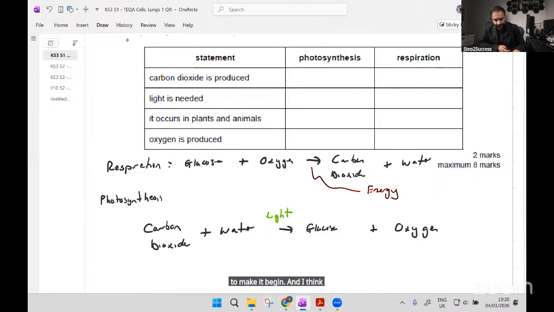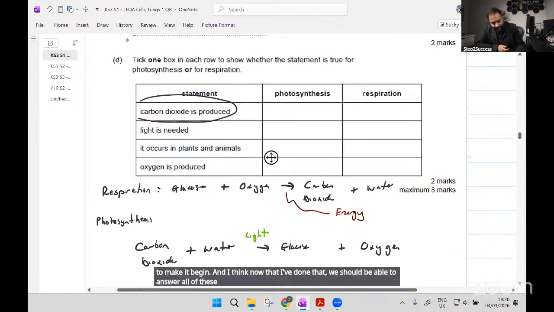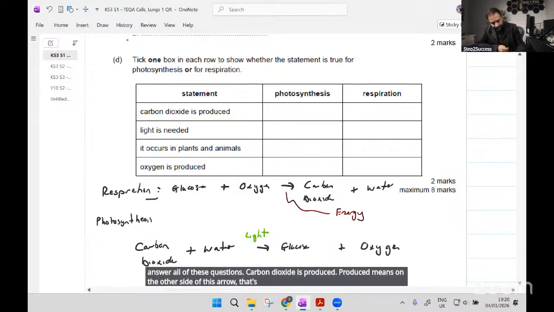And I think now that I've done that, we should be able to answer all of these questions. Carbon dioxide is produced. Produced means on the other side of this arrow, that's only respiration.